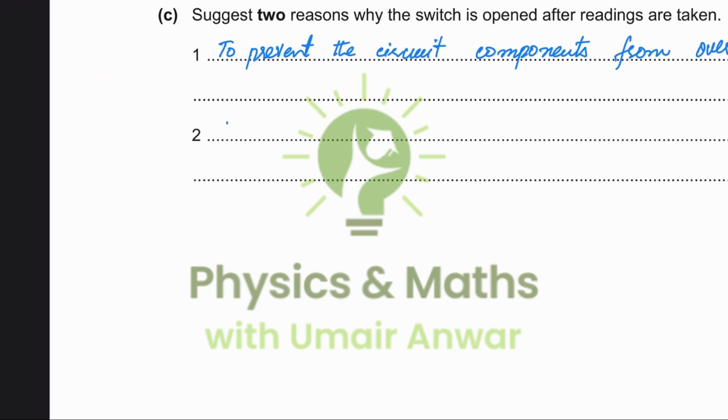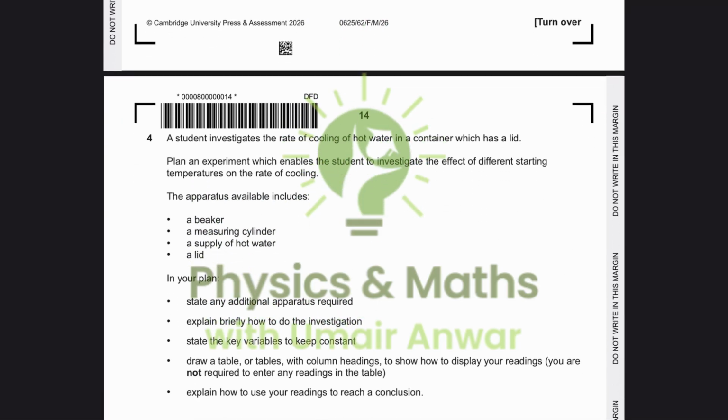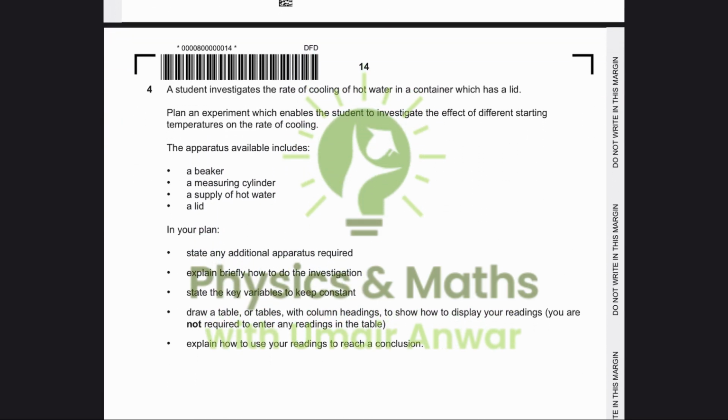The second reason, which is also very common to be written in the answers, is that we want to conserve the battery life. If the battery is used unnecessarily for a longer period of time, it is going to be drained very quickly. So to prevent the battery from running down between the readings, we need to open the switch and preserve the battery. Moving on to the last question, which is the planning question.